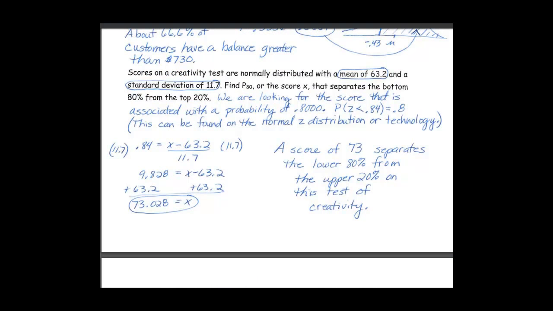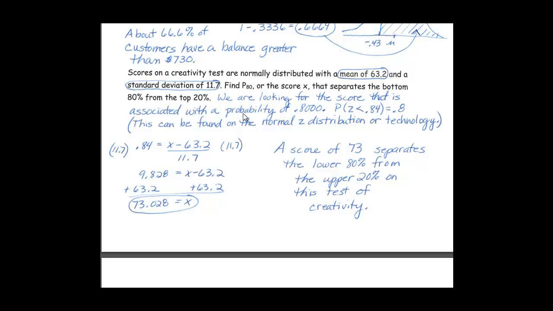In this one, scores on a creativity test are normally distributed with a mean of 63.2 and a standard deviation of 11.7. We've got some new notation here. Find P80, or the score, X, that separates the bottom 80% from the top 20%. So in other words, we're looking for the data value, the score, that correlates to an 80% in this test.